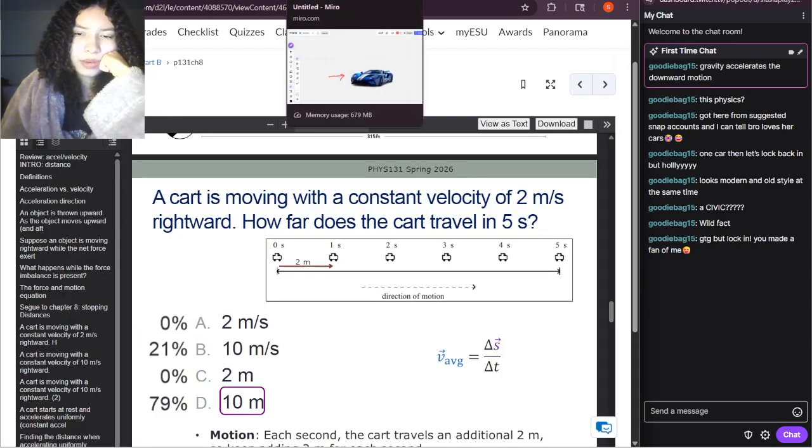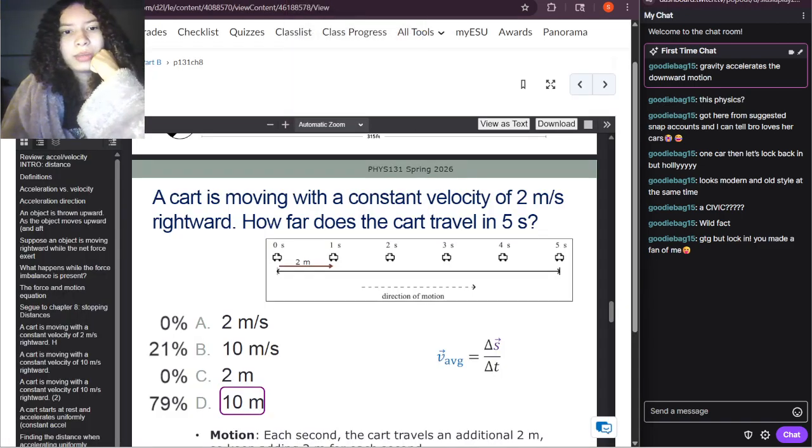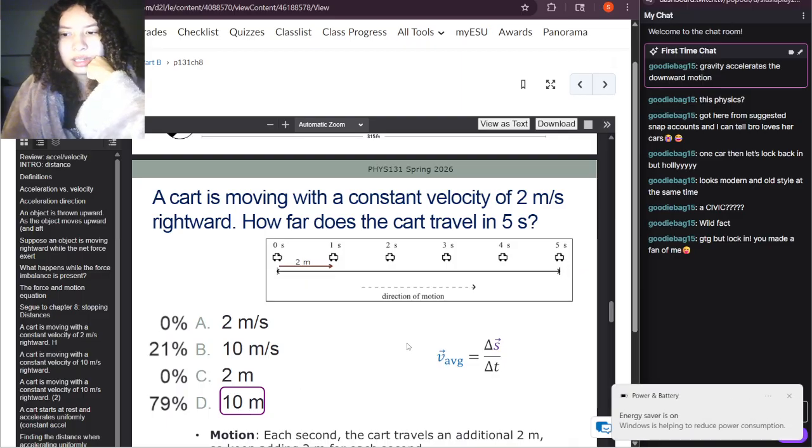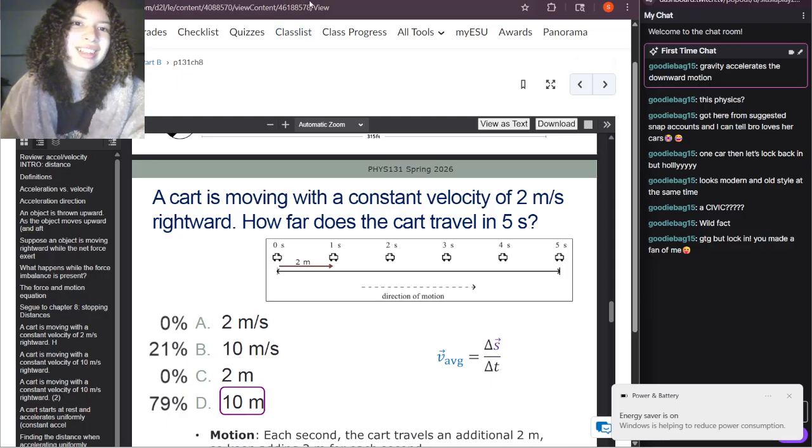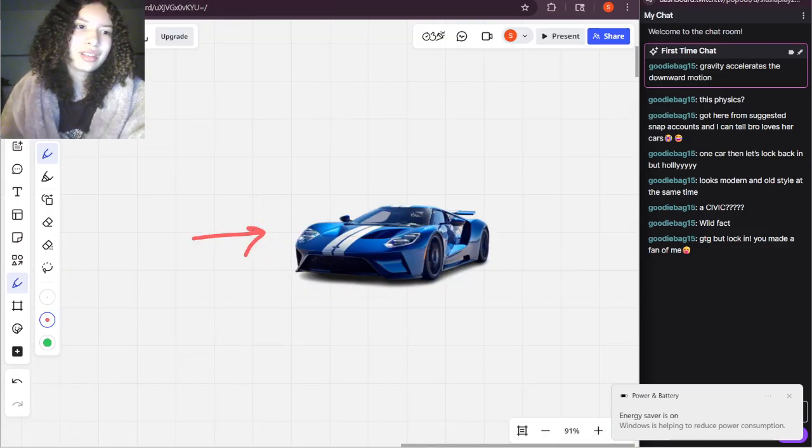All right, a cart is moving with a constant velocity of 2 meters a second rightward. How far does the cart travel in 5 seconds? So these are 2 meter increments. So 2, 4, 6, 8, 10. 10 meters. Okay, that was the easiest problem of all time. My Ford GT is way too slow.